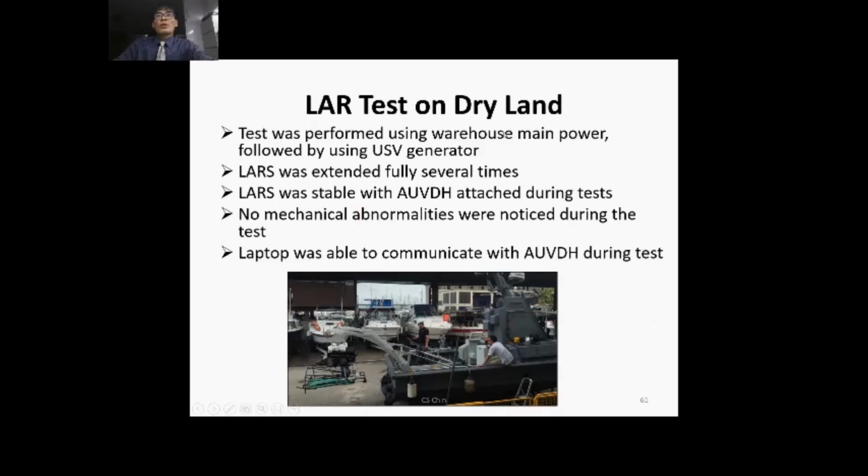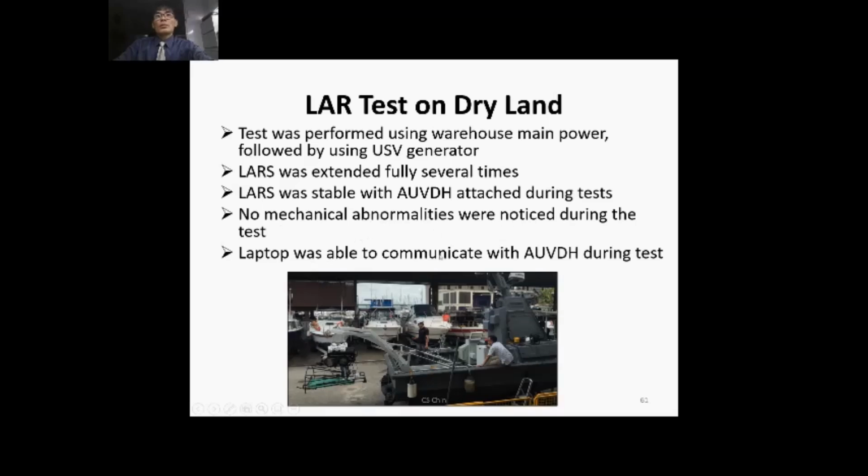The test was performed using the warehouse main power followed by using the USV generators, and the LA was extended fully several times, so we have to check whether the crane works, and we have to check whether the docking hook works as well. No mechanical abnormalities were noticed during the test.